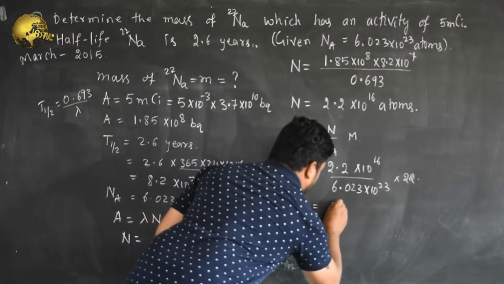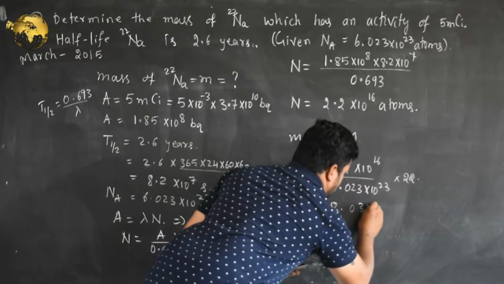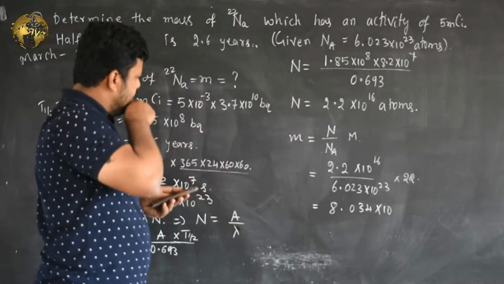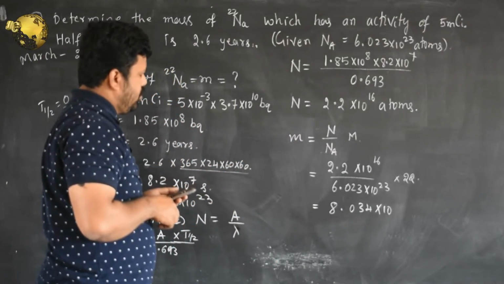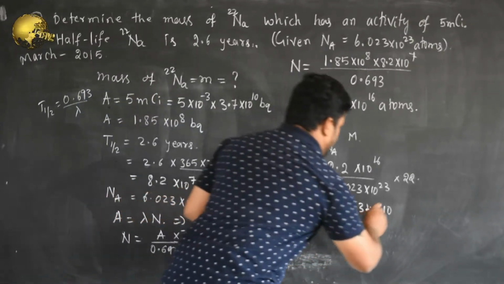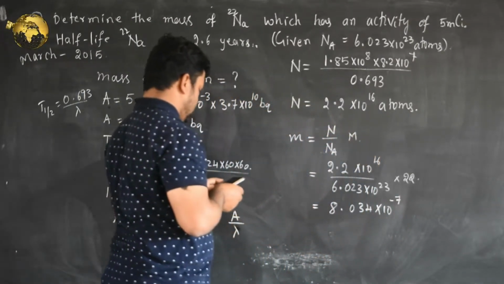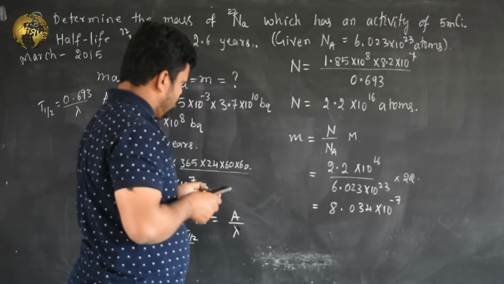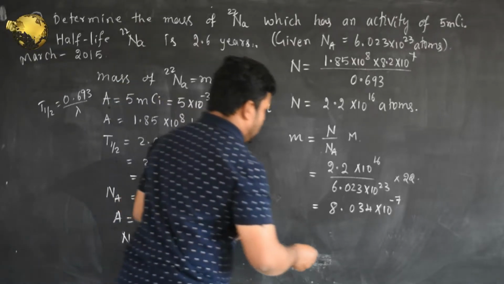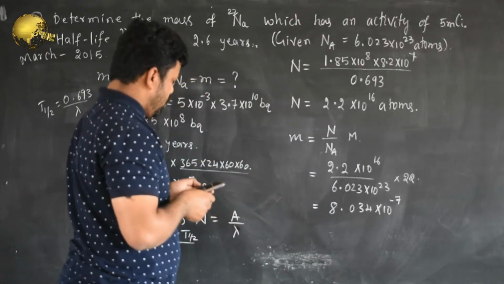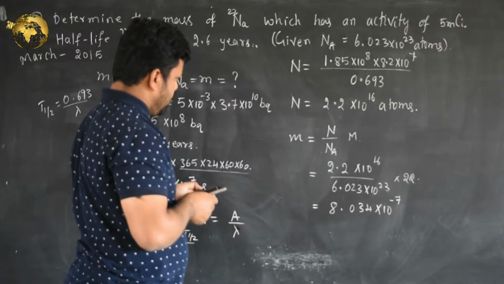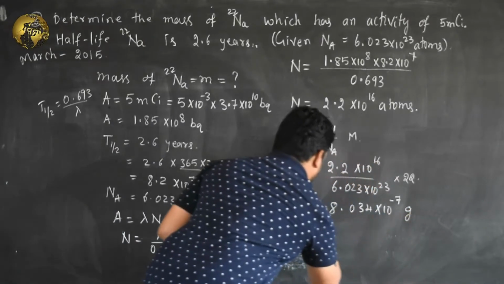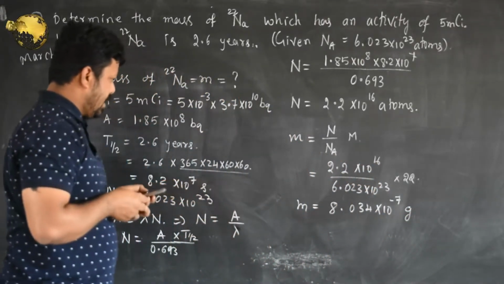8.035 into 10 to the power, 16 minus 23, we get minus 7. You can also write it as 8.034 into 10 to the power minus 7 grams, which is the mass of the given sample.